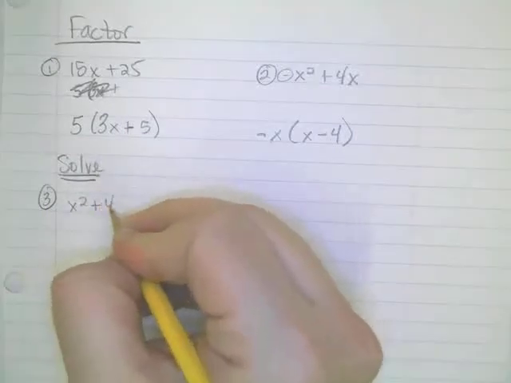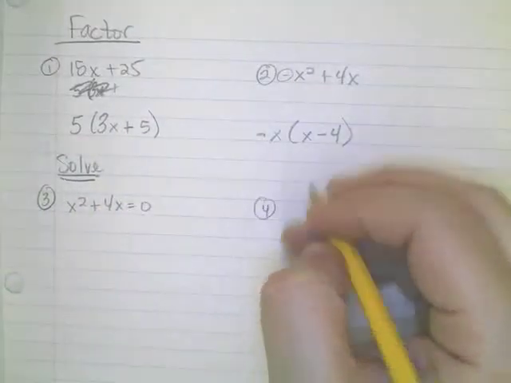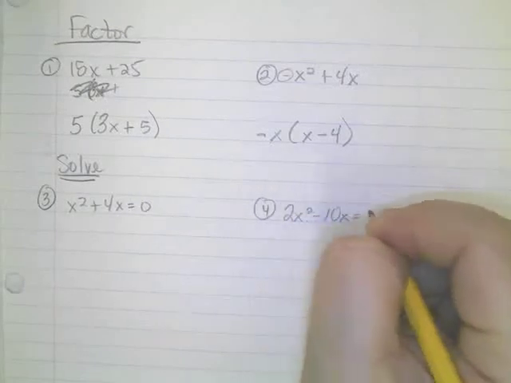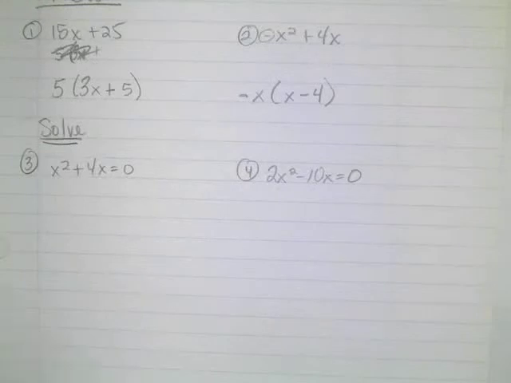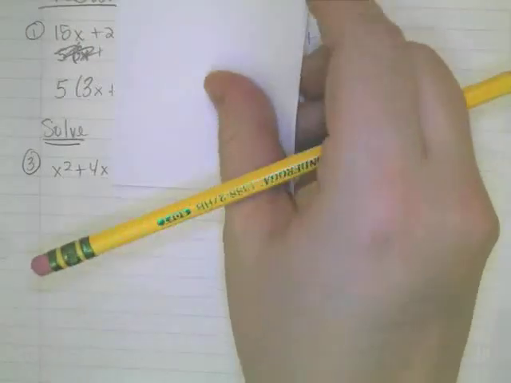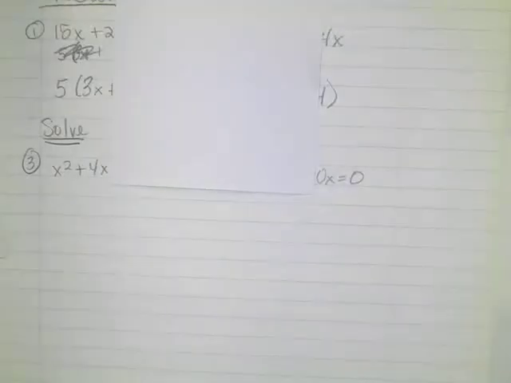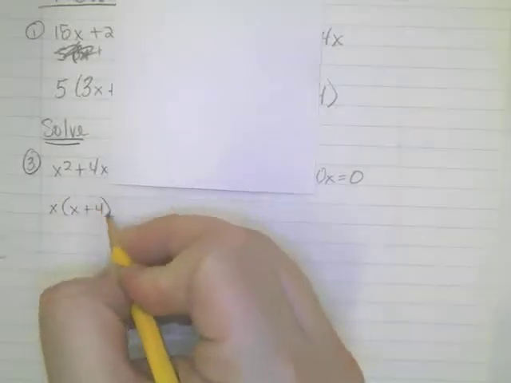Now, when you solve, it's important that it equals 0. If this does not equal 0, then you have to move things so they equal 0. Okay? Once you know that it equals 0, you cover up the equal 0, and you factor. So go ahead and factor that problem right there. Good. When you factored, you should have had x, and x plus 4 equals 0.